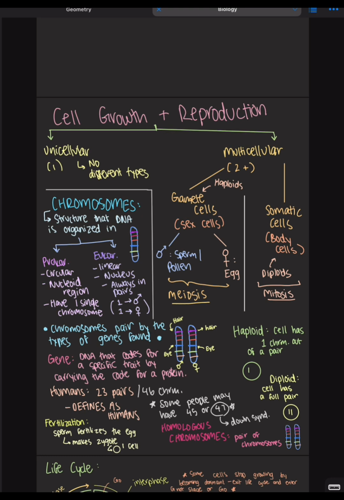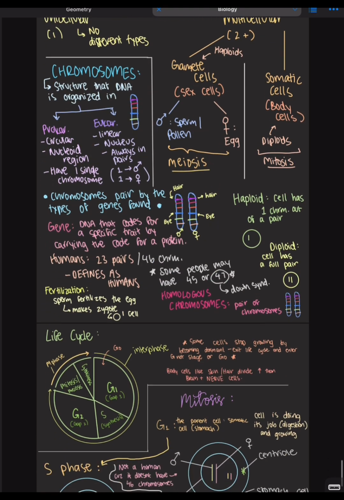And remember when I talked about haploids and diploids? Well, haploids are cells that only have one chromosome out of a pair. Whereas on the other hand, with diploids, the cell has a full pair of chromosomes. So somatic cells are diploids, and gamete cells are haploids. Fertilization occurs when the gamete cell, the sperm, fertilizes an egg, and it creates a zygote, which is a singular cell, and then that zygote will plant itself in the lining of a uterus and grow into a fetus.